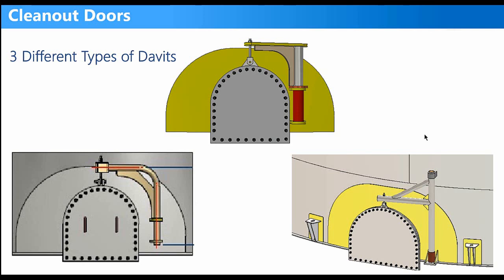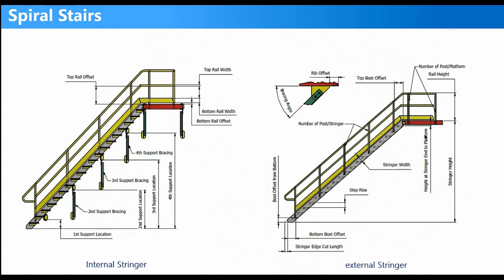you can make the clean-out door according to the API requirements, and you will find that you have 3 different types of davit, so you can select the suitable shape of davit for this clean-out door. It depends on your requirements and the size of this clean-out door. The same form and way.